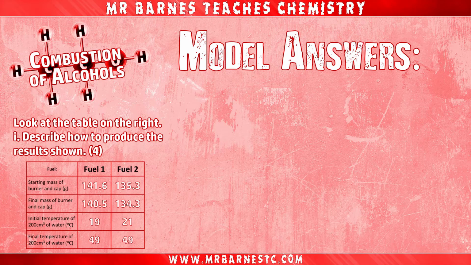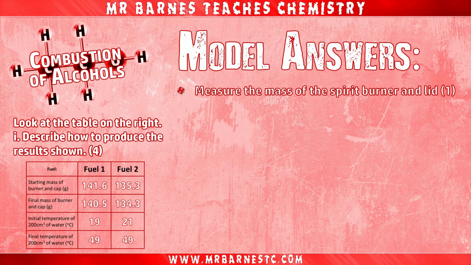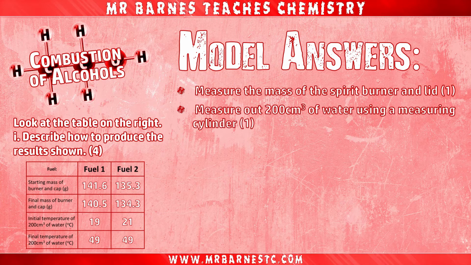Okay, let's go through. If we start off with part 1 then. So how can we produce the results? You measure the mass of your spirit burner and lid. That's your first mark. Then you want to measure out 200 centimetres cubed of water using a measuring cylinder. Be nice and specific there, that's what we use to measure it out.